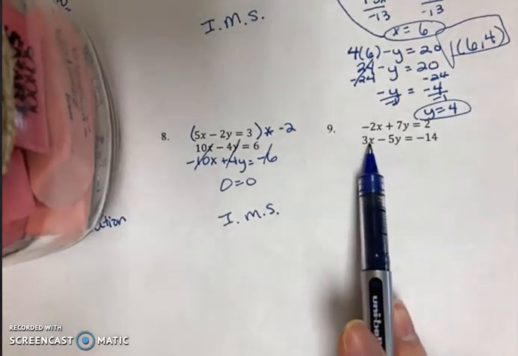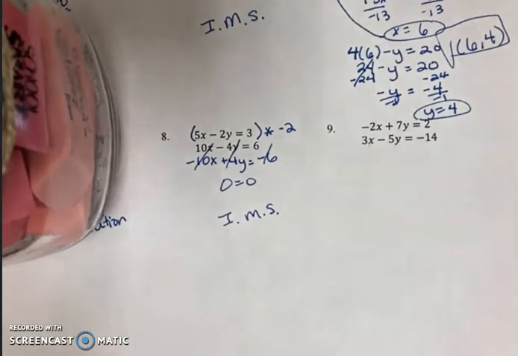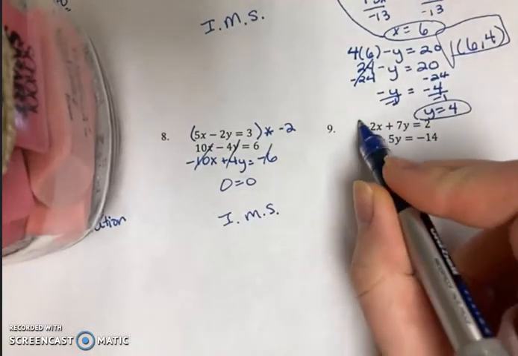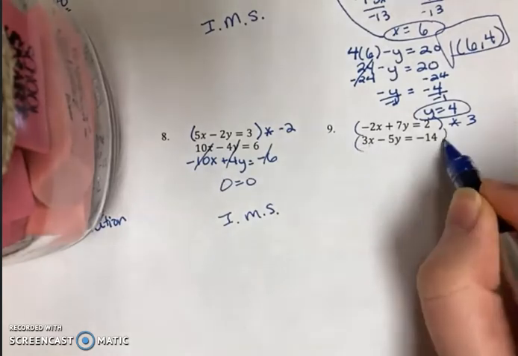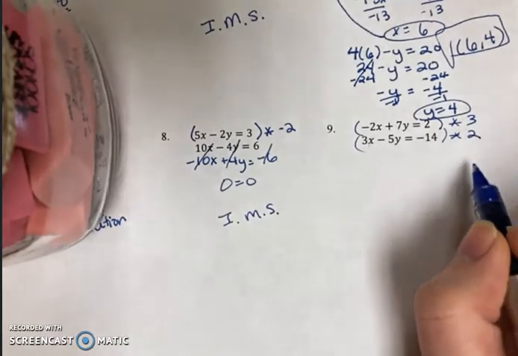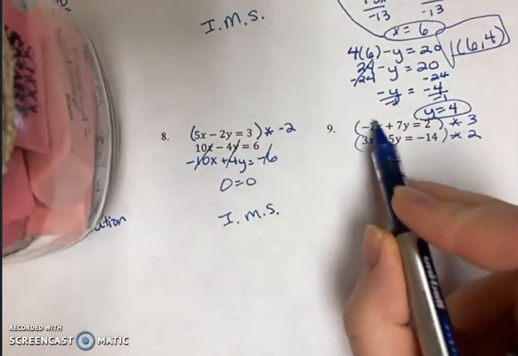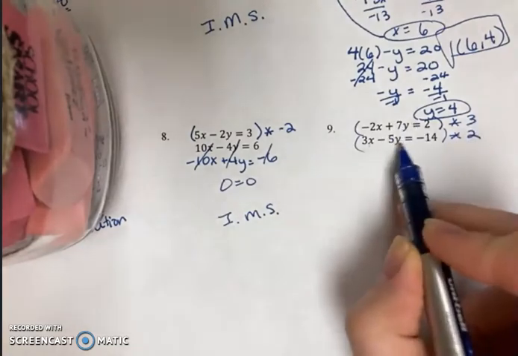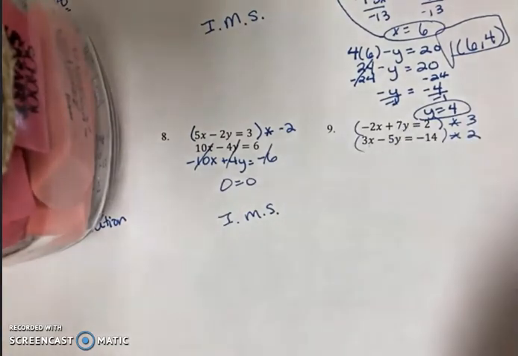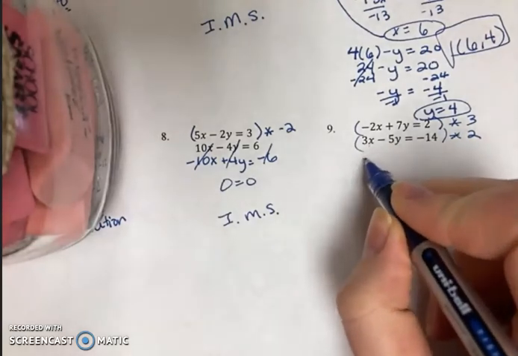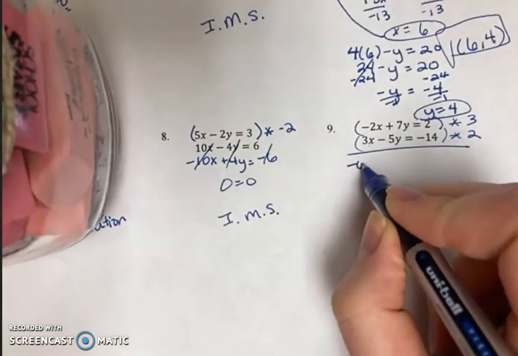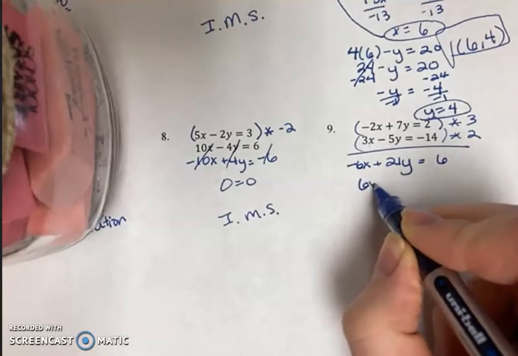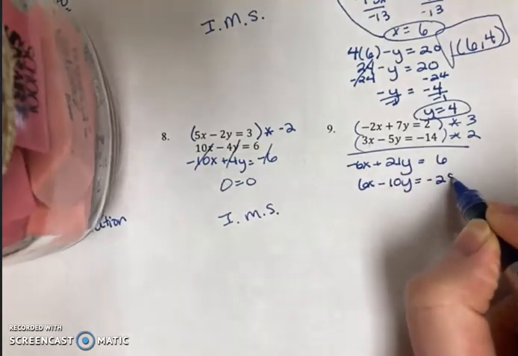Now let's say I wanted to cancel out the x's. It really doesn't matter. The x's are probably easier than canceling out the y's because here I can multiply by 3 and multiply by 2. So I'm going to have to multiply both equations in order to cancel them out, to get a -6x and a +6x. Otherwise, I would have had to multiply by a +5 and a +7 in order to cancel out the y's. The first equation would become -6x plus 21y equals 6. And the second would become 6x minus 10y equals -28.